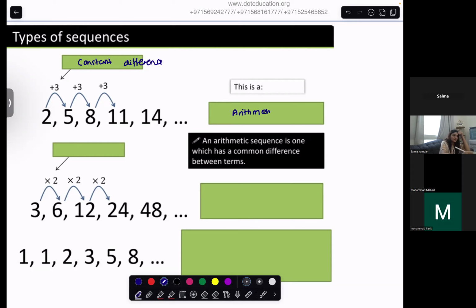What else do you remember about arithmetic series? The nth term. We would say that the difference between two terms would be constant. So I always say that T2 minus T1 is equal to T3 minus T2, and we can always use this for further solving. So the difference between two terms is constant.